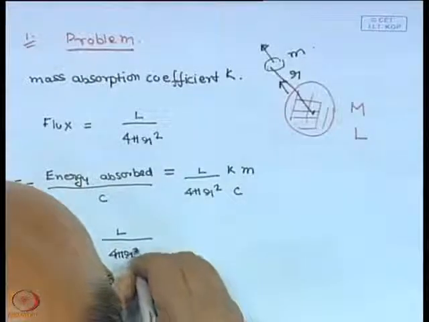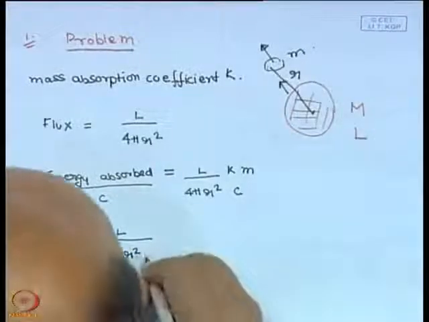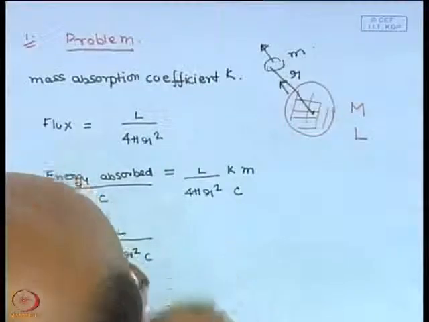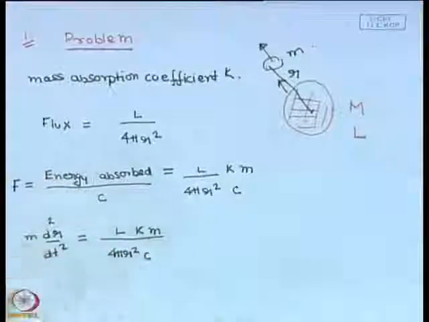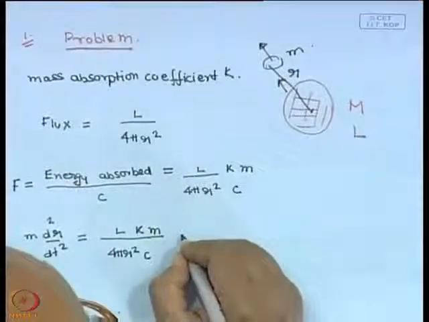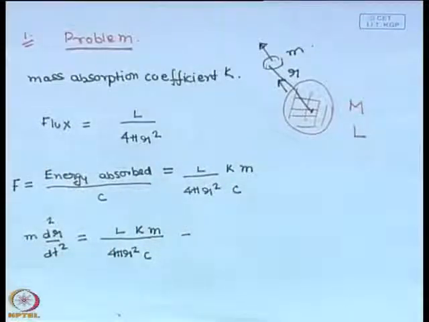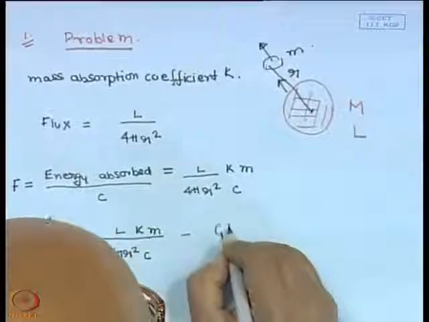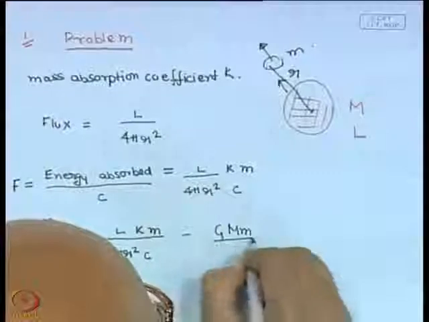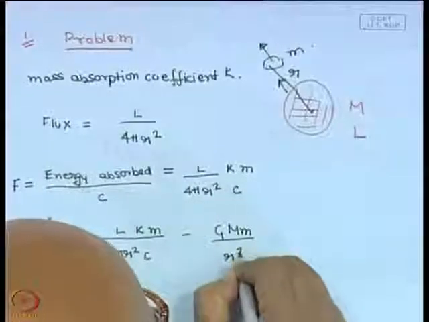L by 4 pi r² c, kappa m. There is also an inward force, which is the gravitational attraction due to this massive object, and that inward force is minus G capital M small m by r².